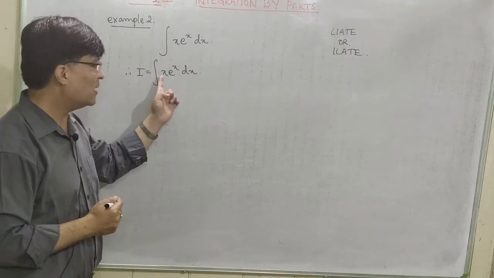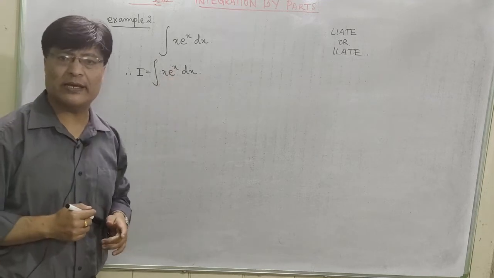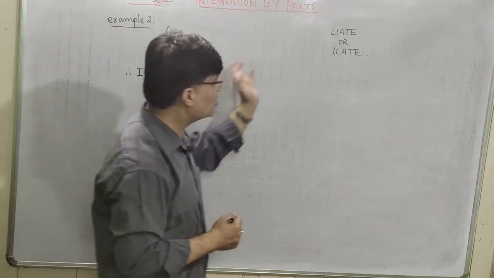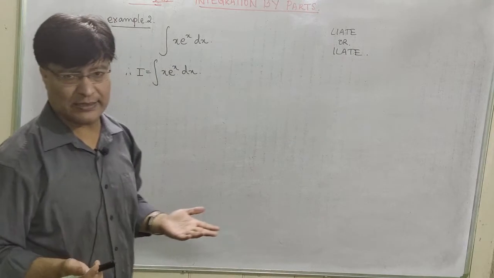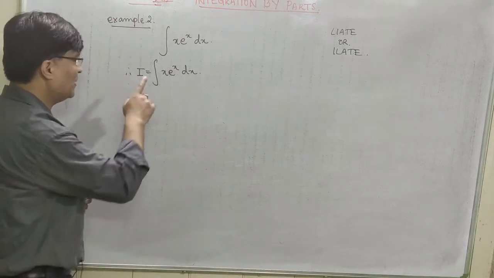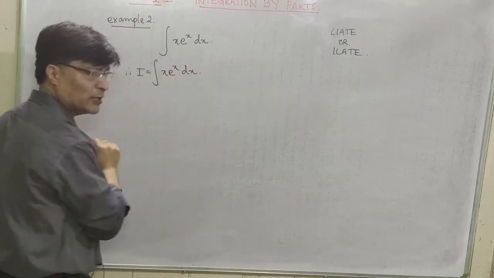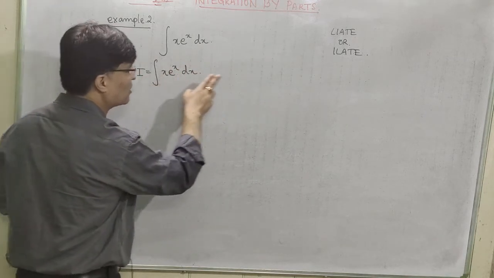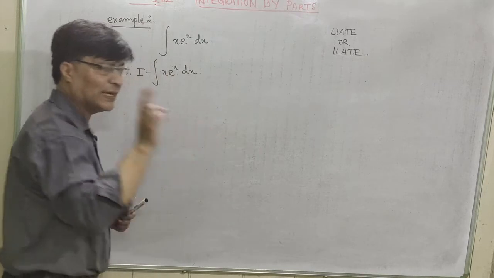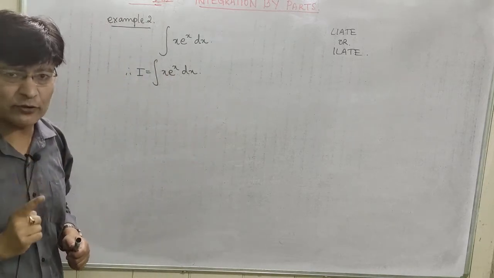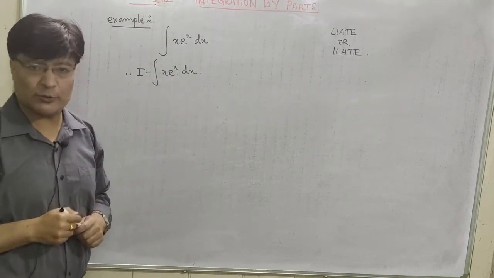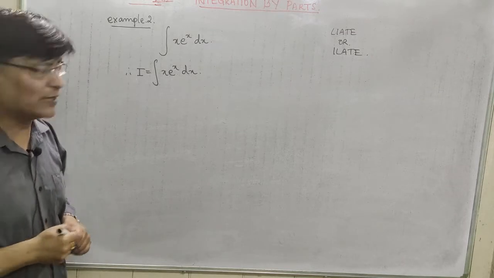So in this case, x is the first function and e to the power x is the second function according to this word ILATE. Okay, so again, x is the algebraic function, you know that. e to the power x is the exponential function. So which letter comes first in the word ILATE? That is A. That is your algebraic function. So x is the first function and e to the power x is the second function.